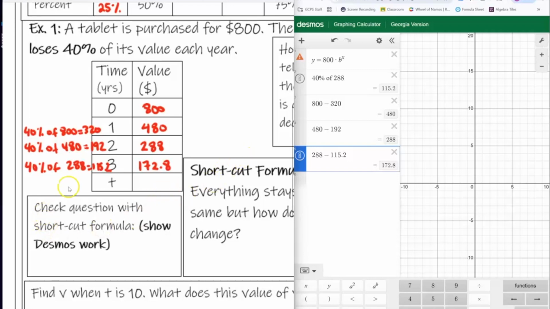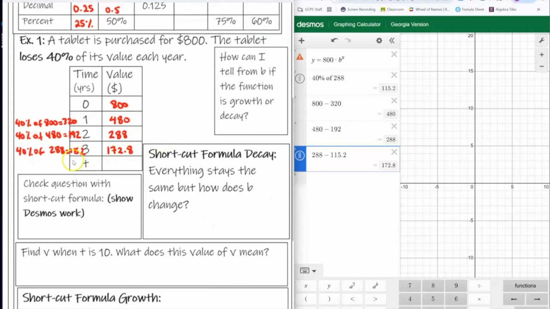There's got to be a faster way of doing this. I can't keep doing 40% of each thing and doing this calculation, and there is. So we need to come up with what it is. Given any time, if I'm given 10 years, would I be able to find this value without having to do 40% of the previous year each time? All right, so let's go back to what we started this unit talking about.